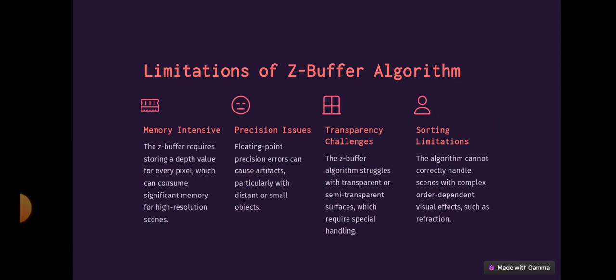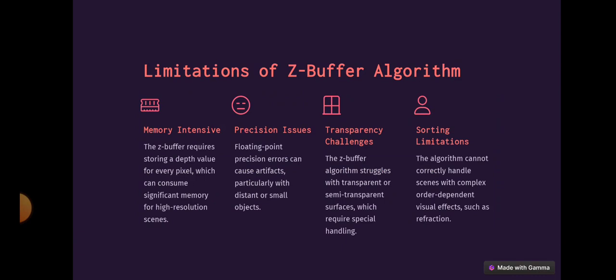Next, the limitations, since everything comes with its limitations. First, it is memory intensive: the Z buffer requires storing a depth value for every pixel, which consumes significant memory at high resolution. Next, precision issues: floating point precision errors can cause artifacts in Z buffer algorithms.